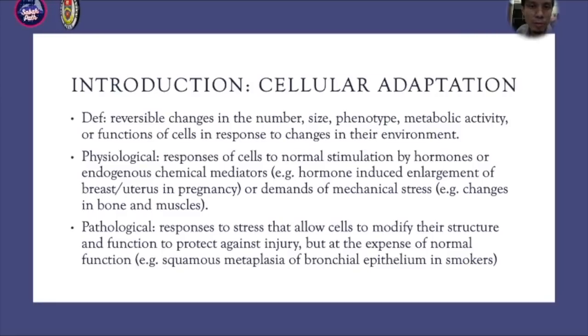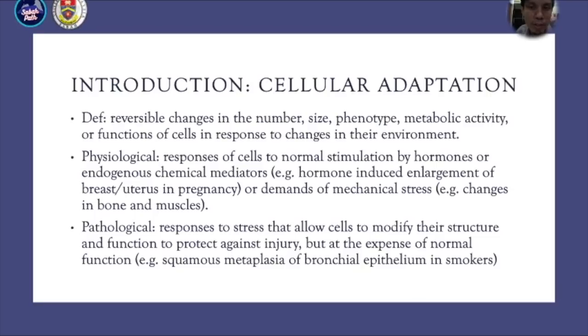So we go on to the introduction to cellular adaptation. Cellular adaptation is defined as reversible changes in number, size, phenotype, metabolic activity, or function of cells in response to changes in the environment. The adaptation may be physiological. Physiological means normal changes that occur in our body. An example is the response of cells to normal stimulation by hormones or endogenous chemical mediators.